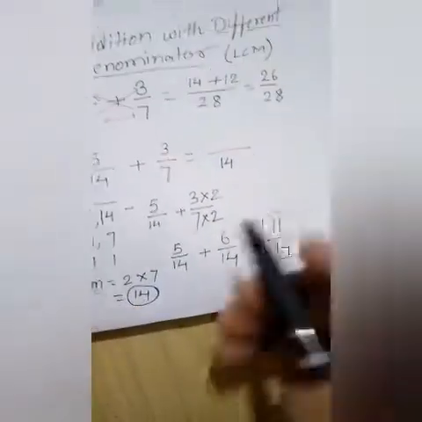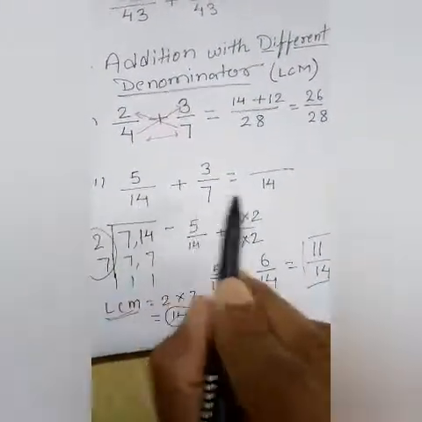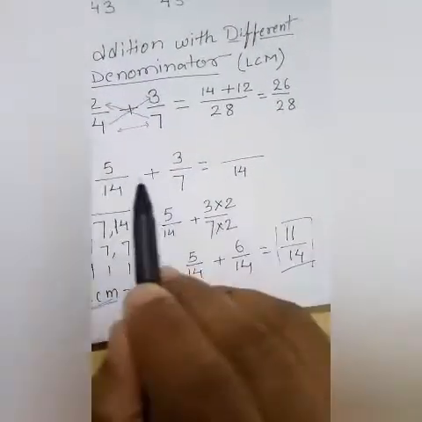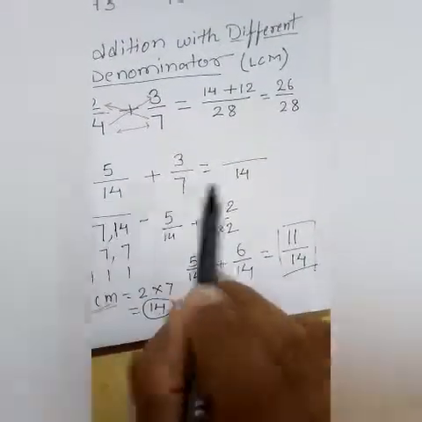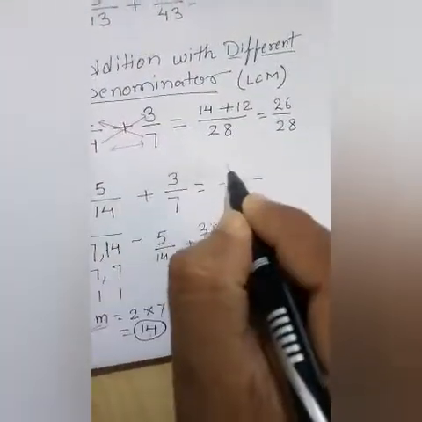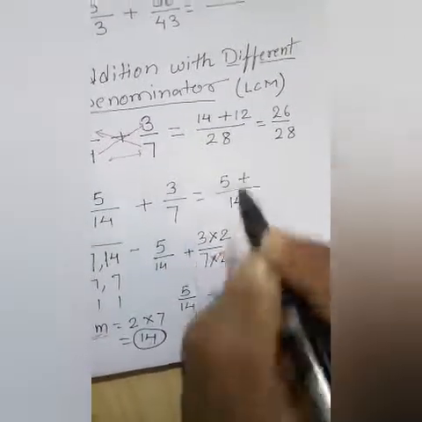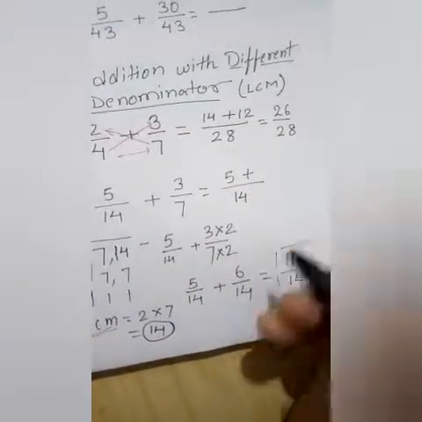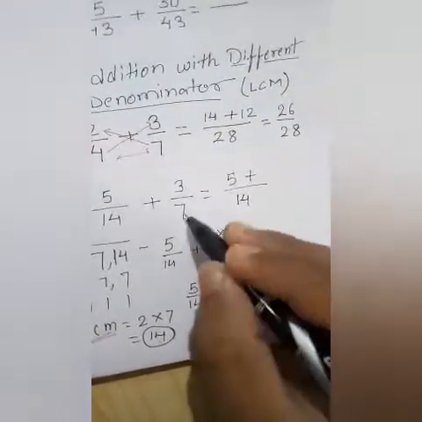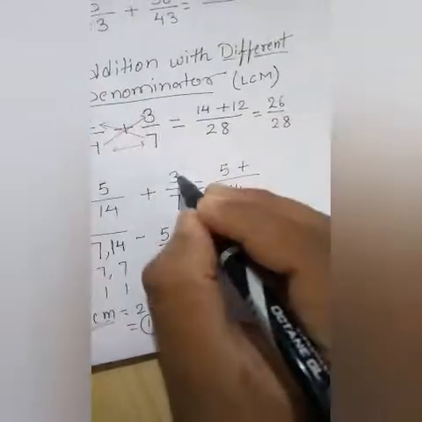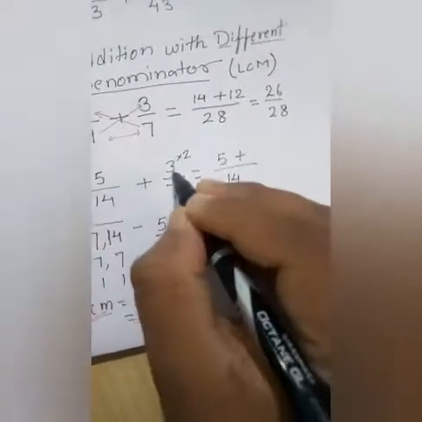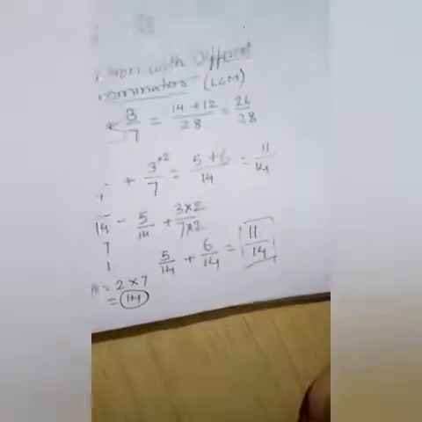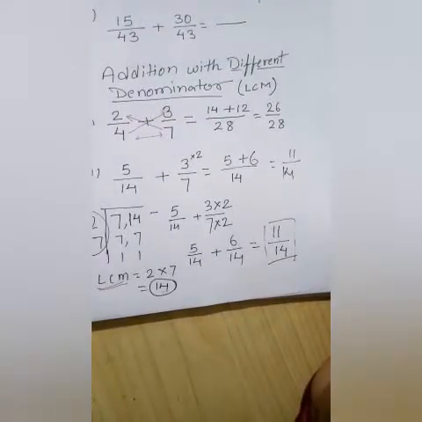And if you want a quick answer, see here, 14 and 7, you got the LCM 14, so your denominator here, 14, is fixed. What to do? Since you have this fraction same as the LCM, write this numerator as it is. Now 7: to make 14 there is a way, as I told you, multiply the 7. What will you multiply 7 by? 2. So multiply here by 2. 3 twos are 6. The answer is 11 upon 14. Clear? Okay.